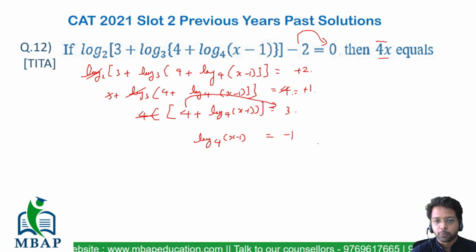So let's try to remove log to the base 4. It's going to become x minus 1 on this side, and here it's going to become 4 to the power minus 1. Clear? Now 4 to the power minus 1 will be how much? 1 upon 4. So x minus 1 will be 1 upon 4.